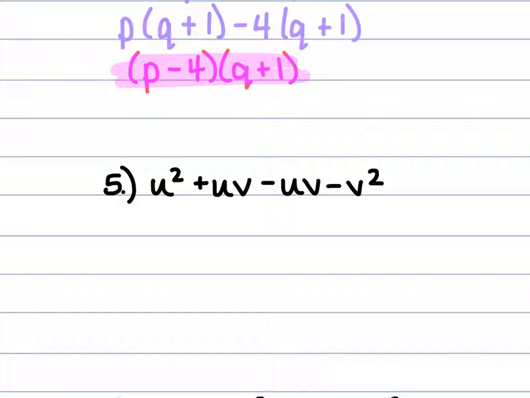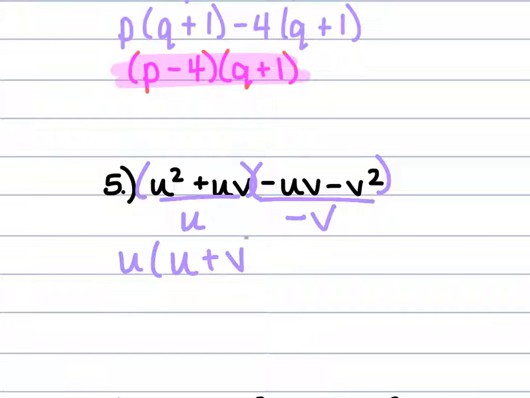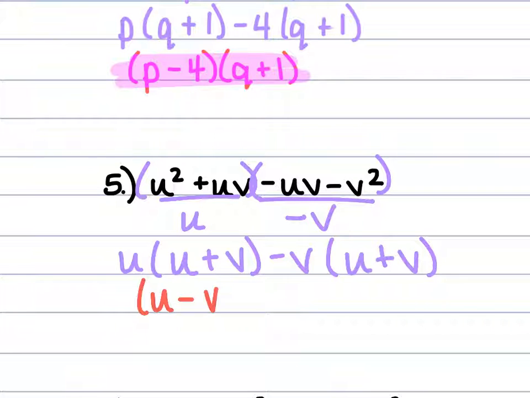For 5, we have u squared plus uv minus v squared. So two parentheses, factor out the u from the first, factor out the negative v from the second. This is going to leave us with u times u plus v minus v times u plus v. Two parentheses are the same, so this is going to give us u minus v times u plus v.